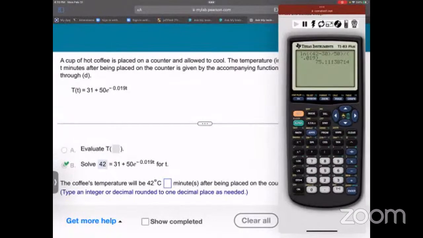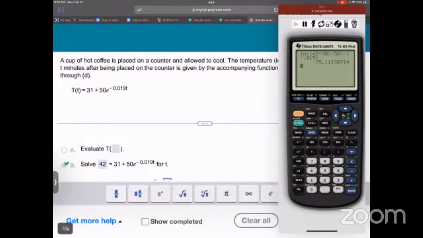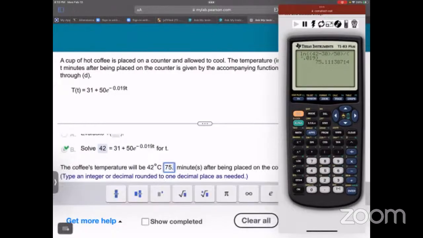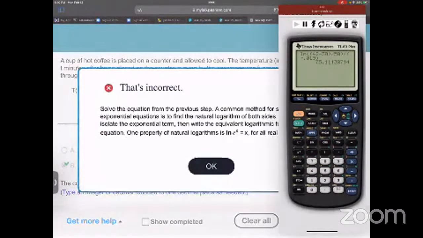It's going to be 42 degrees Celsius after it's been 75 minutes. Type an integer or decimal, round to one decimal place, to 75.1. Let's try 75.1 minutes. Okay. Let's see. Solve, right? 42.